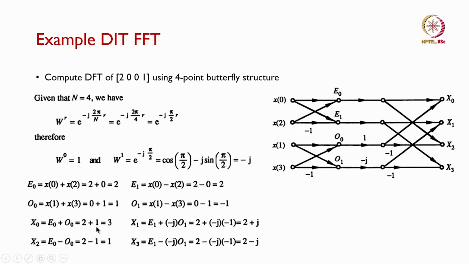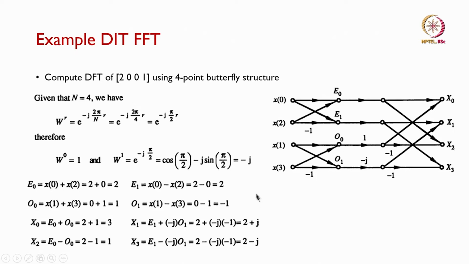So, it is 2 plus 1, which is equal to 3 in this case, and then our x 1 is nothing but E 1 minus j into O 1. So, that is what is written. So, it is nothing but E 1, which is 2, plus minus j into O 1, which is minus 1. So, you will be getting it as 2 plus j, and for the last one, if you substitute, you will get it as 2 minus j.